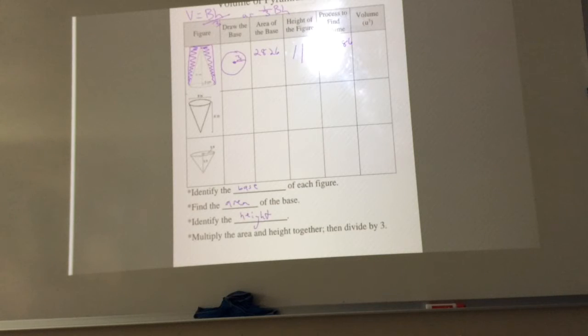Because I'm only looking for a cone here. What do I need to do next? This is the one piece we haven't discussed yet. Nathan. Divide by 3. So I'm going to go ahead and just put this over 3. Raise your hand if you understand why we're dividing it by 3. It's not a trick question. I just want to make sure you are aware. Zion, you got it.